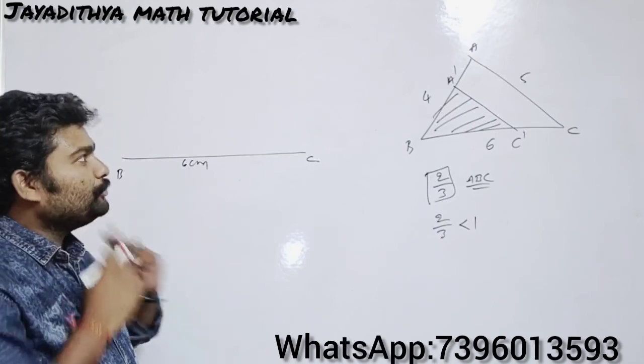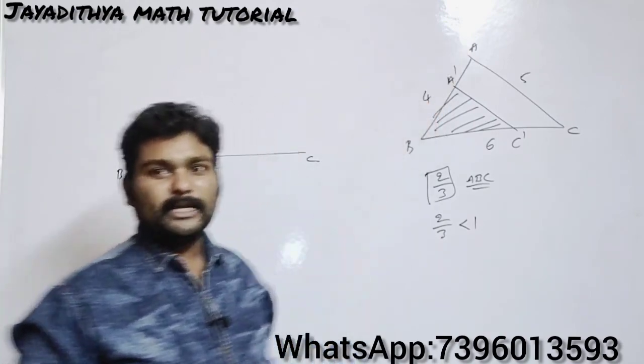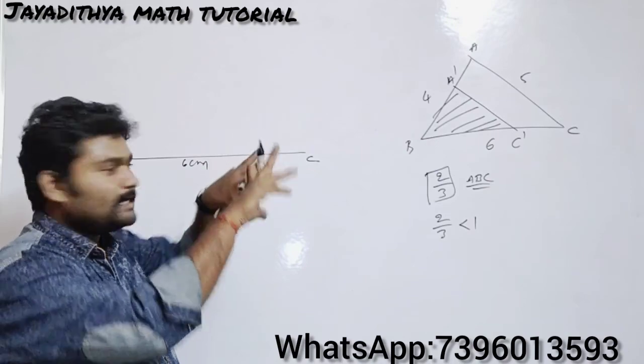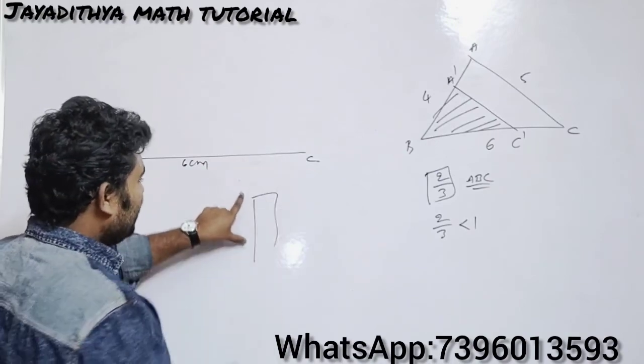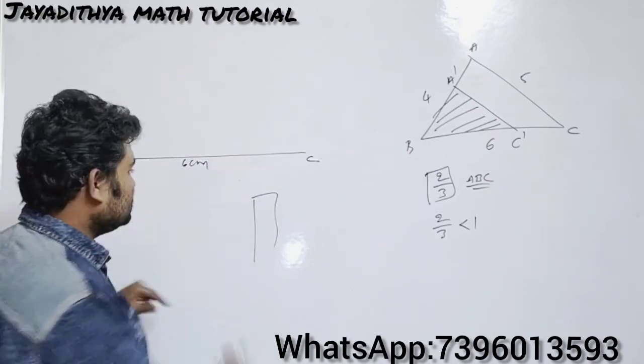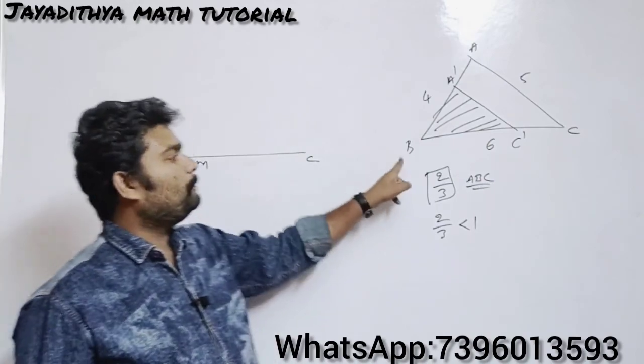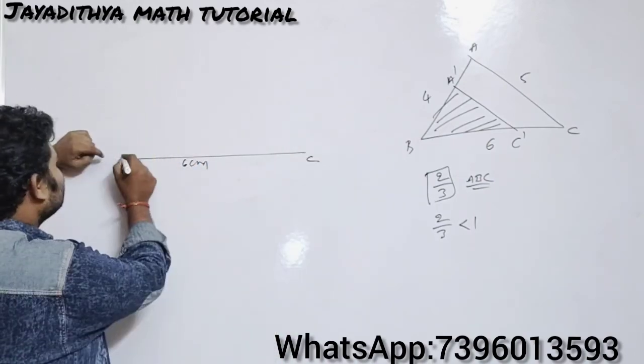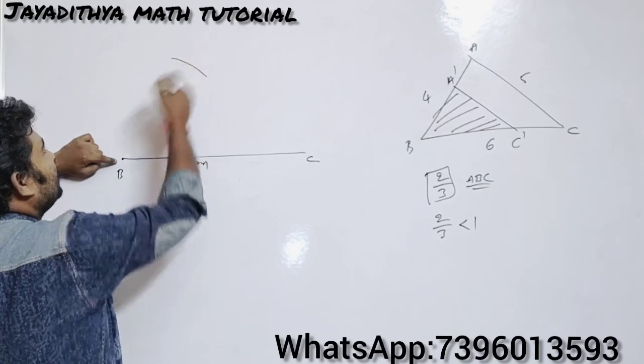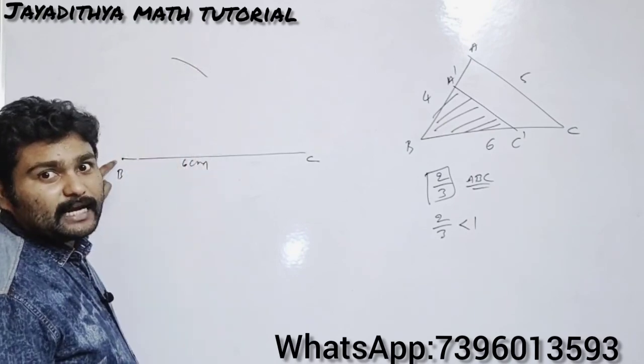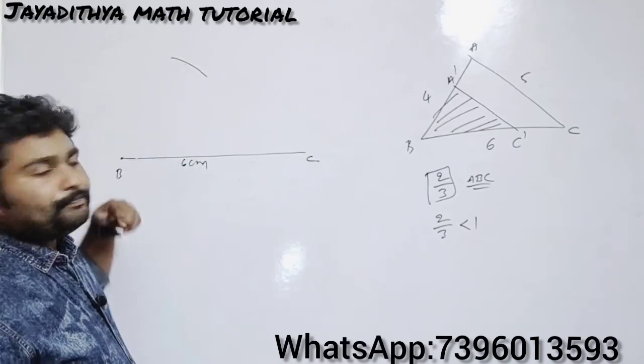Then after that, what will you be doing? BA is 4 centimeters, right? Take a 4 centimeter radius by using a scale here. Take a scale like this and adjust the compass for 4 centimeters. From B it should be 4 centimeters. So take B as center and draw an arc such that it is 4 centimeters. So this first arc should be 4 centimeters.